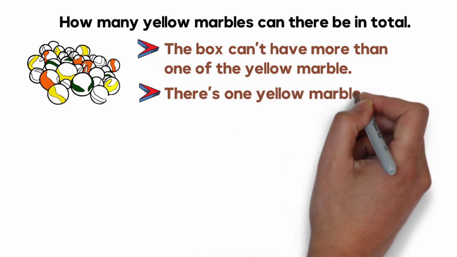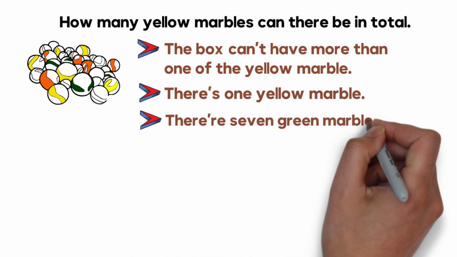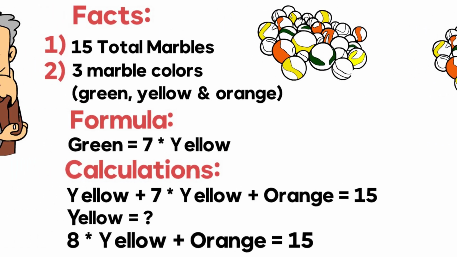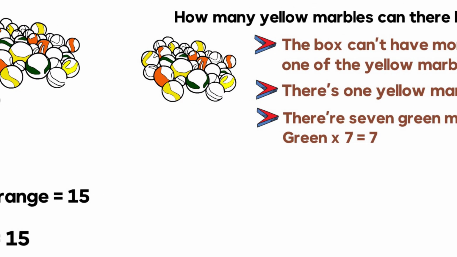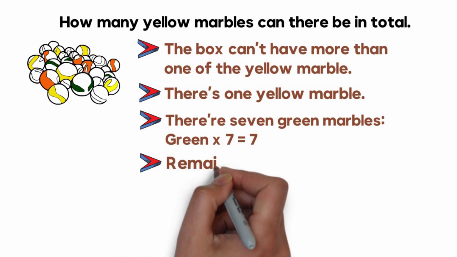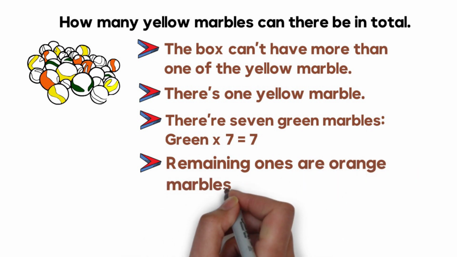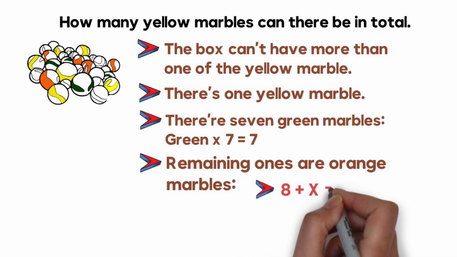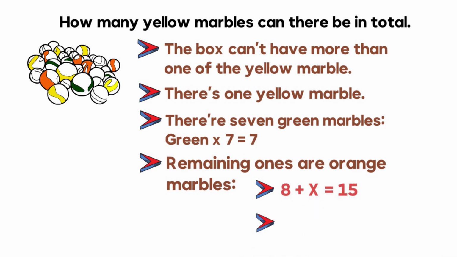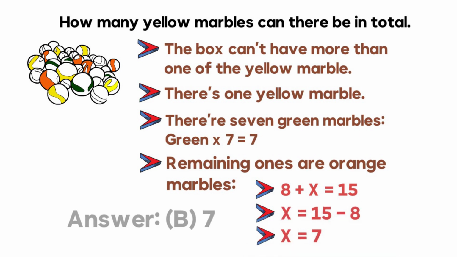And if there is only 1 yellow marble, there are going to be 7 green marbles, because we already have a formula that the number of green marbles is calculated by multiplying 7 by the number of yellow marbles. So the only thing left is calculating how many orange marbles are out there. We can easily calculate it by using the formula 8 plus x equals 15. So x is calculated by subtracting 8 from 15. The x equals 7. The correct answer here then is choice B, 7. Hopefully you've nailed this question and now know how to answer similar problems on the test.